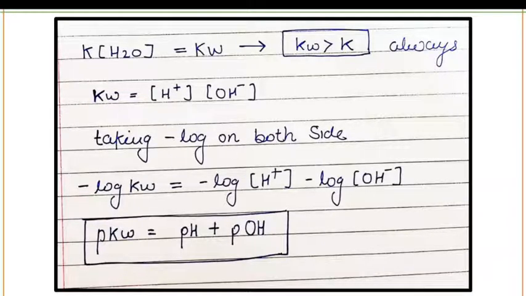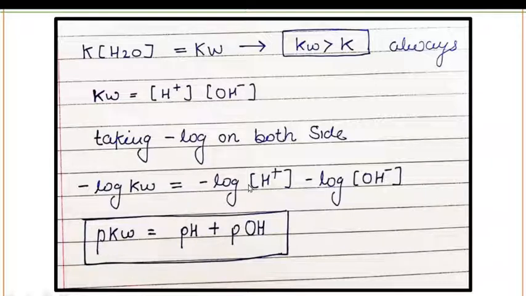And from Kw, the ionic product of water, you can calculate the value of pKw, which is equal to pH plus pOH. Now what is pH and pOH? pH has the important formula, minus log H plus, and pOH has the important formula, minus log of the OH minus ion concentration. Here you only have to remember the important formulas for pH and pOH. I repeat, pH is equal to minus log of the H plus ion concentration, and pOH is equal to minus log of the OH minus ion concentration.